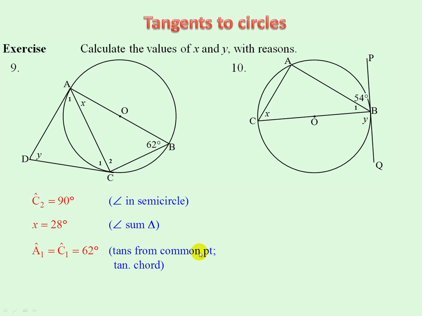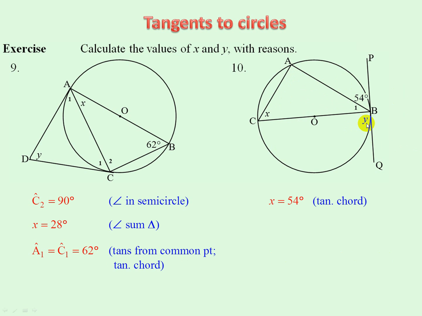We don't even need to put tangents from a common point because they're both equal to 62 anyway. Which means y is equal to, I haven't finished that one, 124 degrees, which gives y as 56 degrees. Next one here, what's x equal to? Well, it's subtended by that chord, and on the other side there's the angle. So straight off x is 54 degrees.